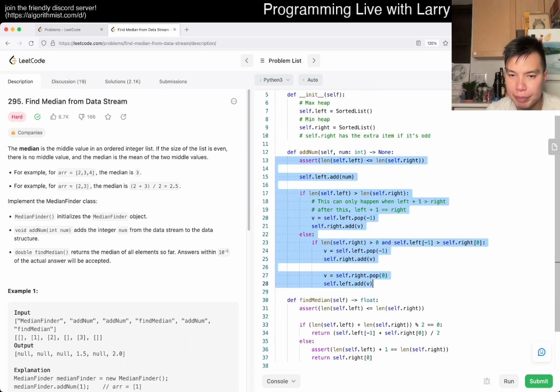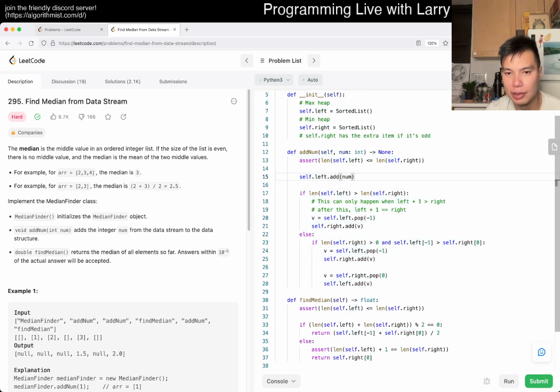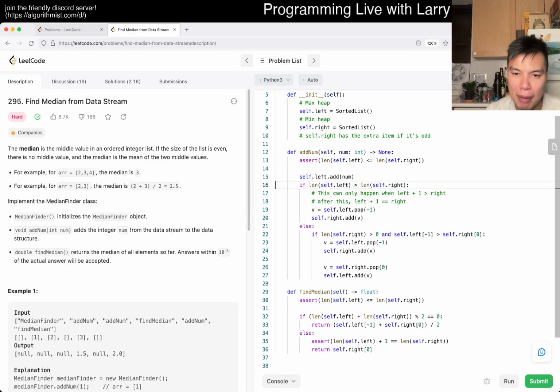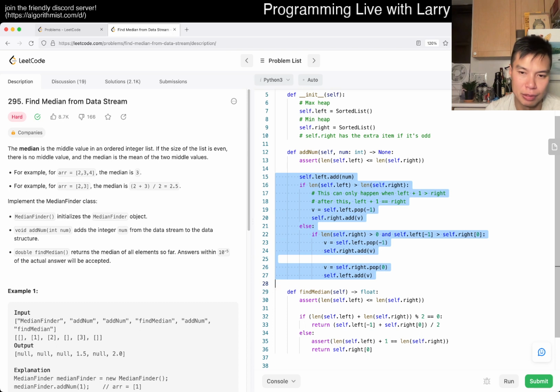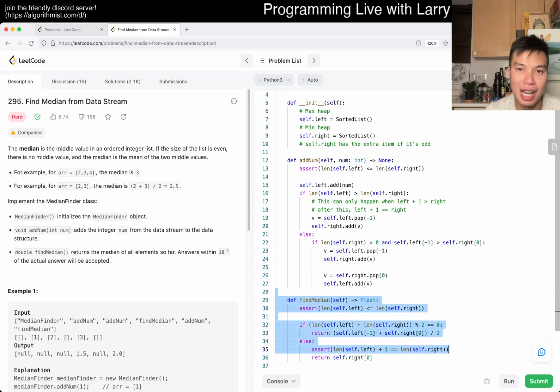And here, as you can see, each pop and add is going to be log n, and this add is also log n. So everything's going to be log n, right? Because we just do a constant number of log n operations. So this is log n, this is log n, and Larry is log n happy, I guess.